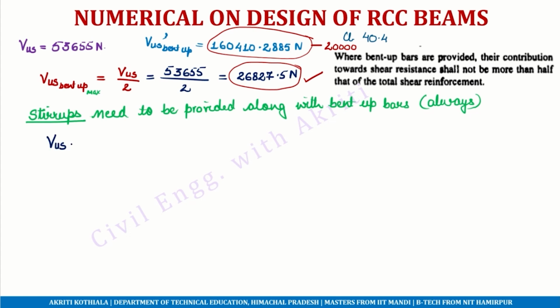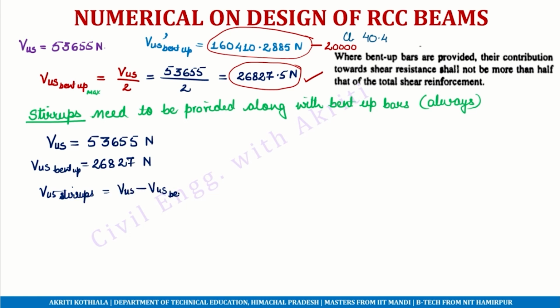So the total shear force that was required to be resisted by reinforcement was 53,655 Newton, out of which bent up bars provided a value of 26827. For ease, I am ignoring the 0.5. So now the remaining value of shear resistance has to be provided by the stirrups. The stirrups will have to provide the value of VUS minus VUS bent up, so the remaining shear force calculates to be equal to 26828 Newton.